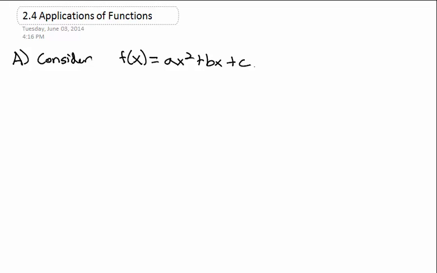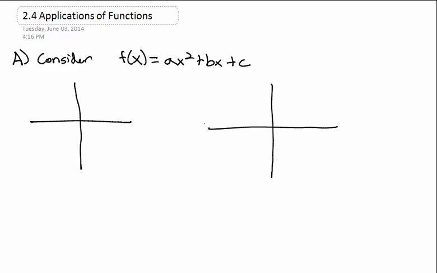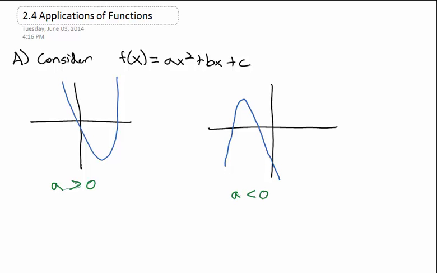And depending on what A, B, and C are, this graph is going to look like one of two things, maybe moved around, maybe a little wider, and maybe a little skinnier. It might look something like this, a parabola facing up, or it might look something like this, a parabola facing down. The way we tell the difference is if A is positive, if A is greater than 0, it points up like a smiley face, and if A is less than 0, it's going to point down like a frown face.